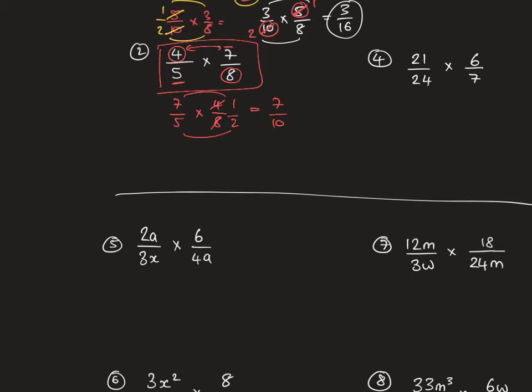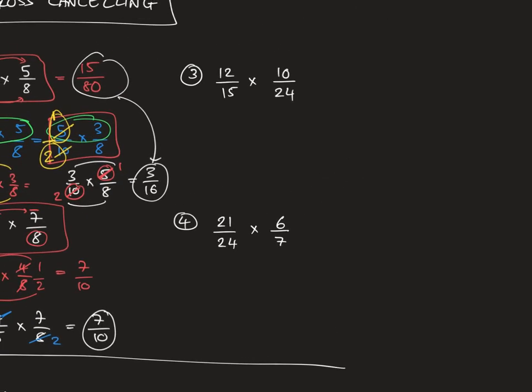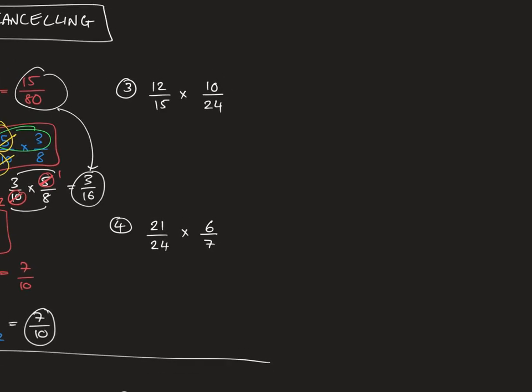But again, the way to speed this process up is if you had 4/5 times 7/8, you recognise that the 4 and the 8 will cancel to 1 and 2. Then all you have left is 7 over 10, which gives us the same answer. Let's look at a couple more examples. Let's have a look at this.